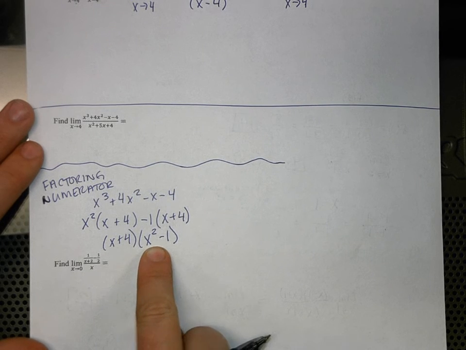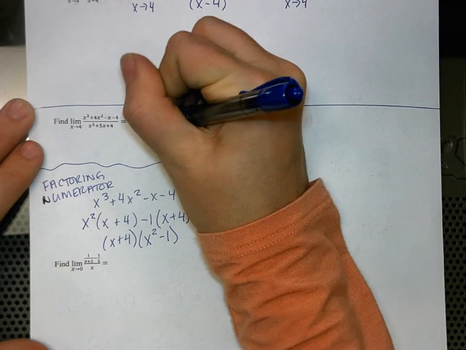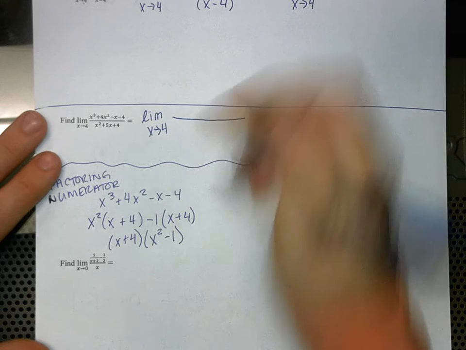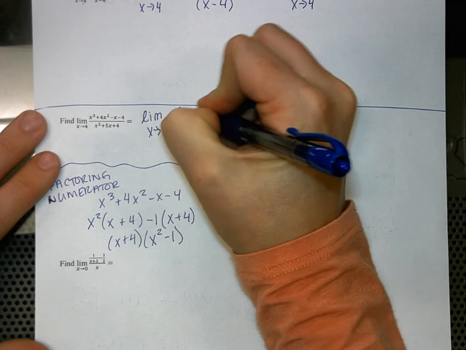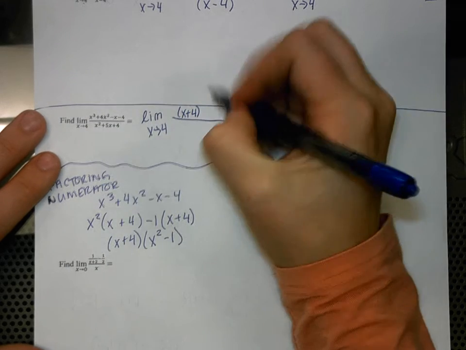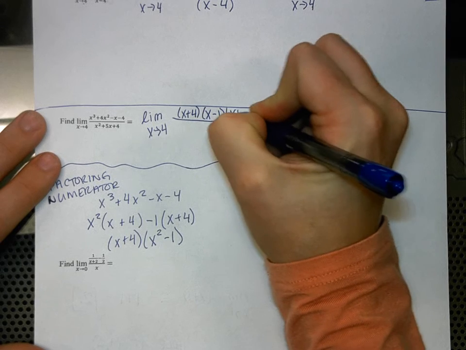So let's go ahead and write our factored numerator into our problem up here. So we have x plus 4. But instead of writing x squared minus 1, what am I going to write? Here we're going to factor the difference of squares to x minus 1 times x plus 1.